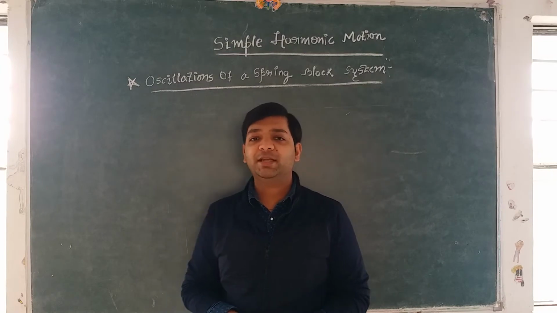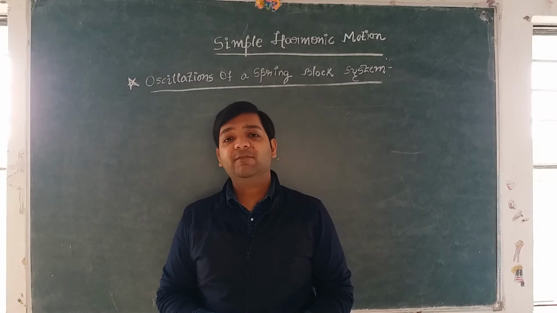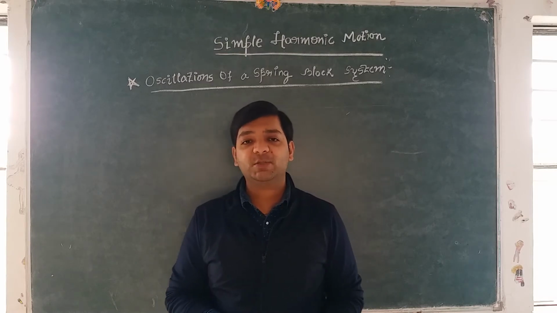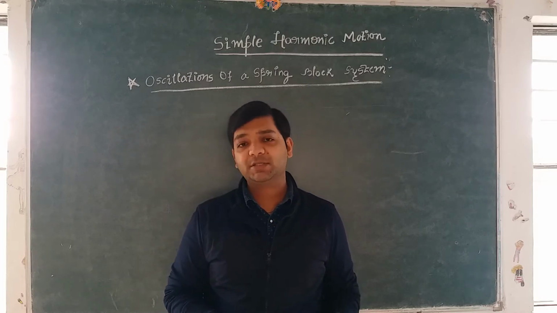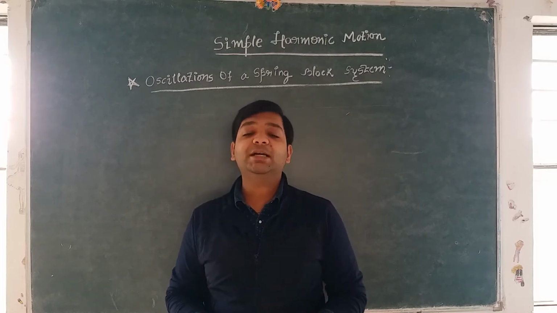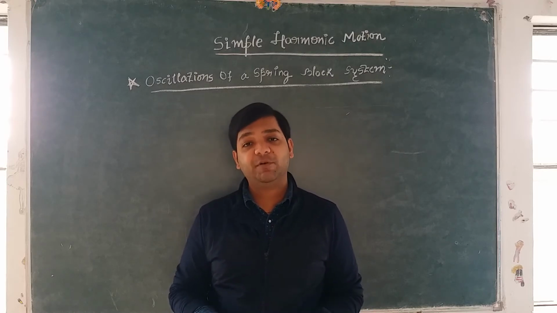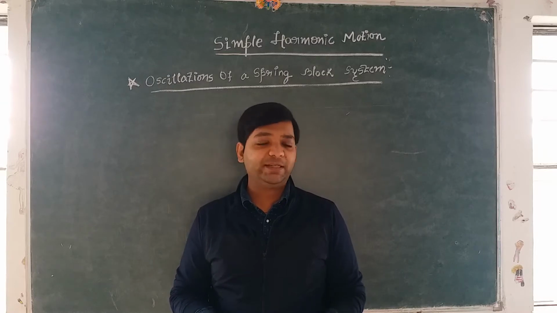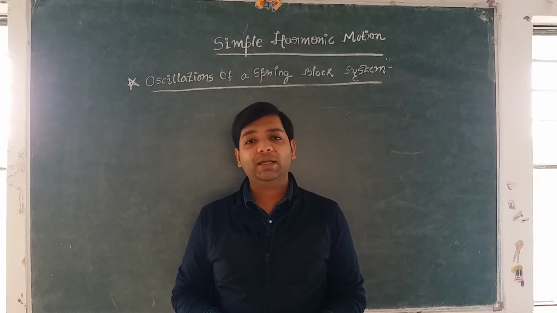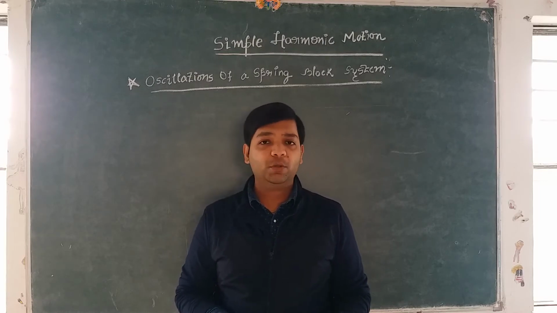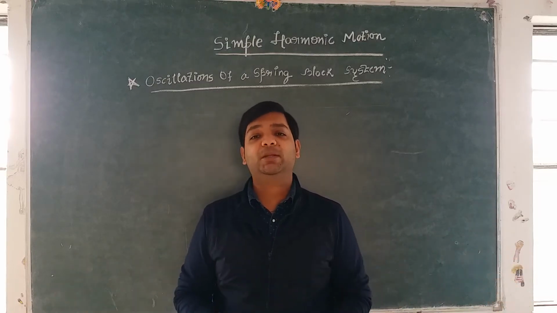This is a new lecture in the series of chapter Simple Harmonic Motion. In the last lecture, we discussed the oscillations of a spring block system. We discussed two cases inside it: one is the horizontal spring block system and the other one was the vertical spring block system. And then we finally concluded that both the systems will perform SHM, and then we derived the time period of their oscillation, which comes out to be T is equal to 2 pi under root of m by k for both the cases, for the horizontal spring block system as well as for the vertical spring block system.